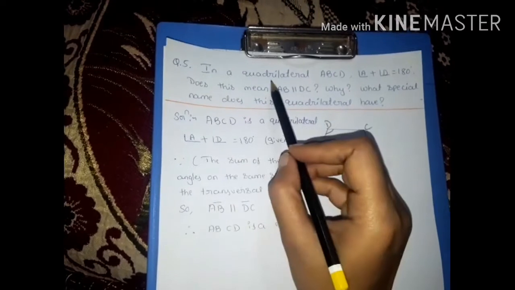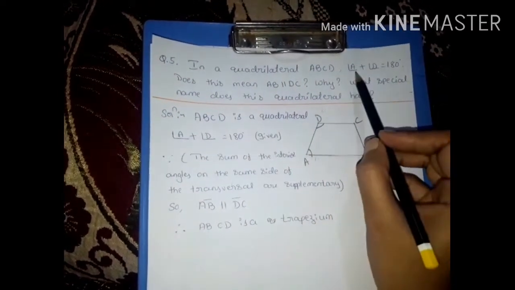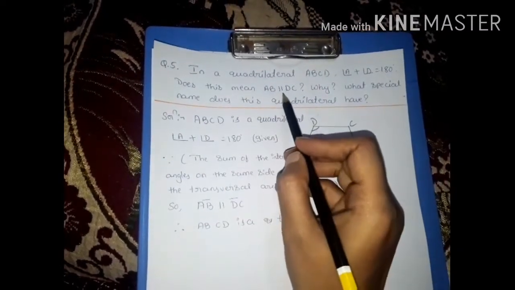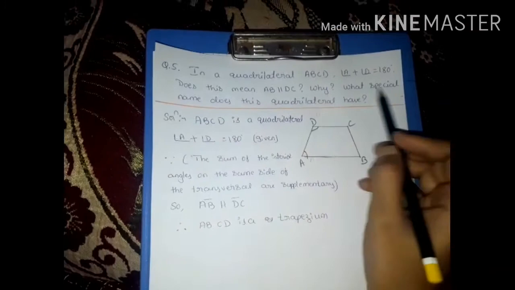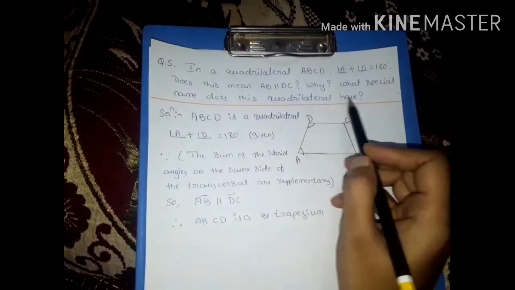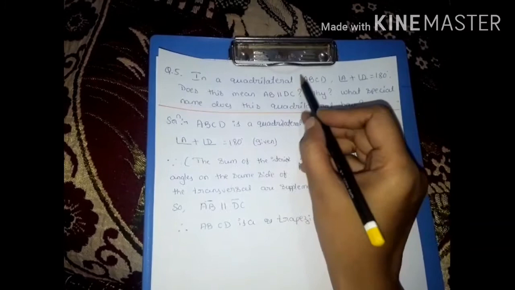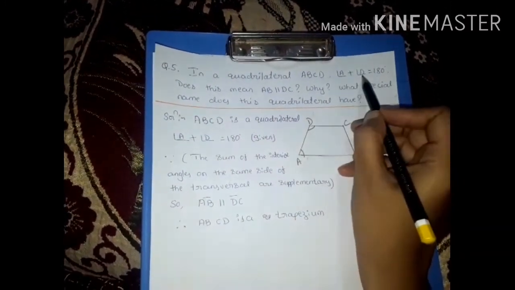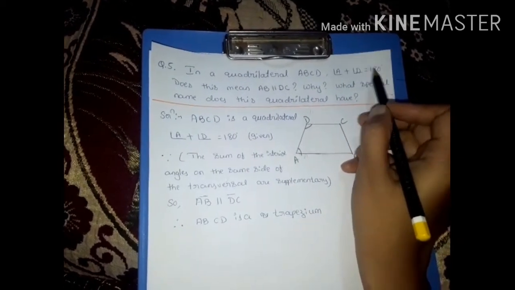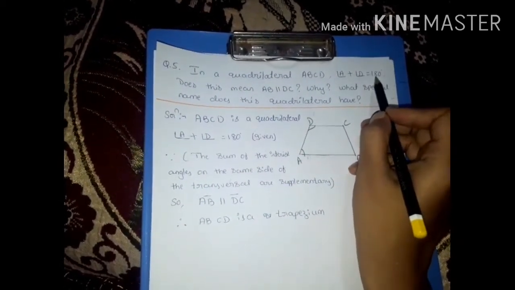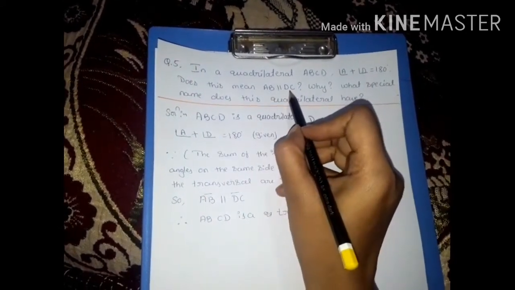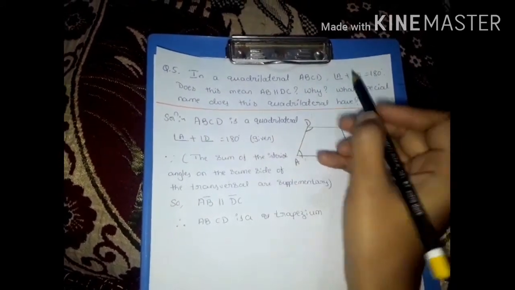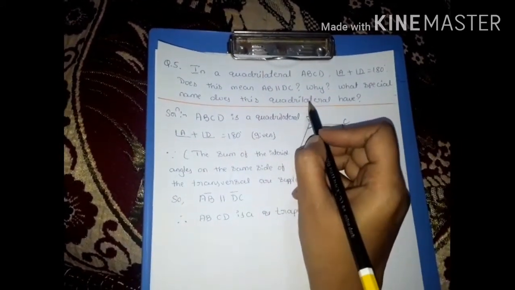Question number 5. In a quadrilateral ABCD, angle A plus angle D equal to 180 degrees. Does this mean AB is parallel to DC? Why? What special name does this quadrilateral have? Here they have given ABCD is a quadrilateral, and the condition is given: angle A plus angle D equal to 180 degrees. They are going to ask, is AB parallel to DC? If parallel, give the reason and what type of quadrilateral it is. You have to name that quadrilateral.